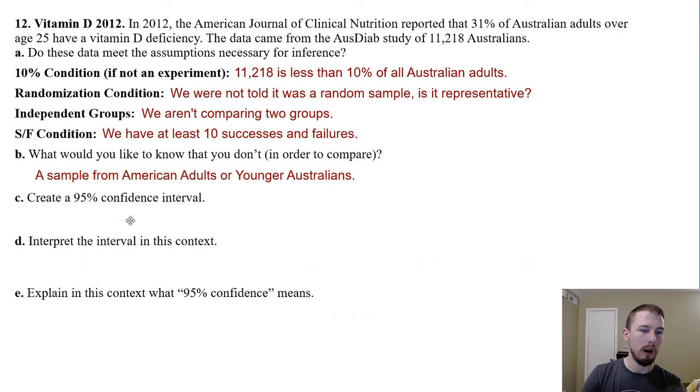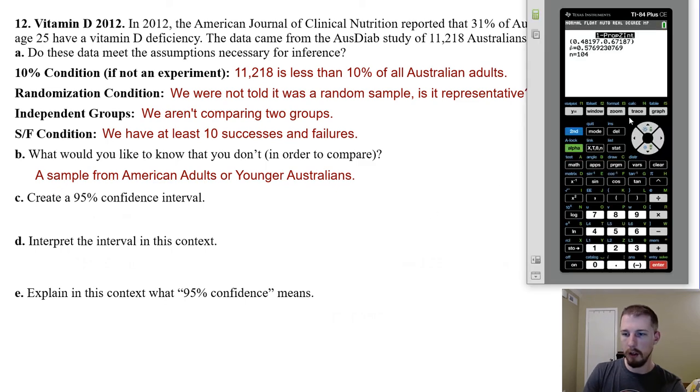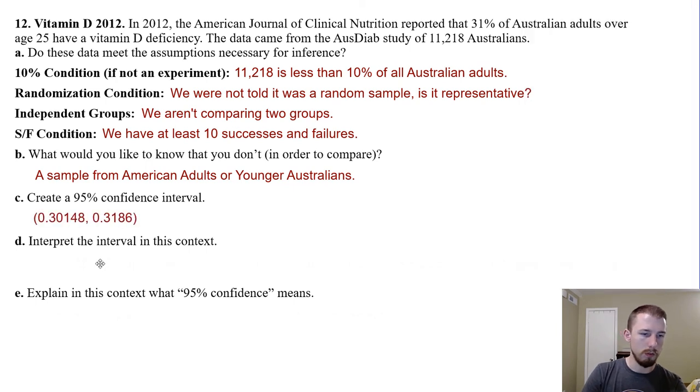Creating a 95% confidence interval. To do that, we put it in the calculator. So we go to stats, arrow over to test. We're doing a 1 proportion z interval. Not a 2 proportion, that would be more fun, but we don't have another sample to compare it against. We want to do 0.31 times our sample size, which is 11,218. That was a rounded value, so we do need to round it, since we can't have 0.58 of an Australian. All right, out of 11,218, and they wanted 95% confidence. Okay, so that's our confidence interval. There we go. Just wrote it down here.